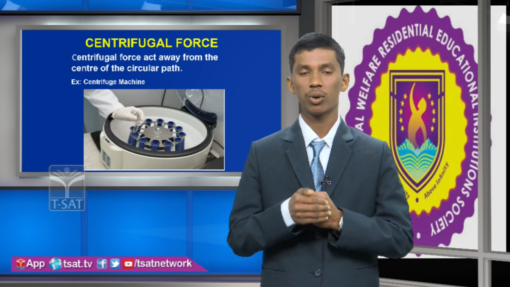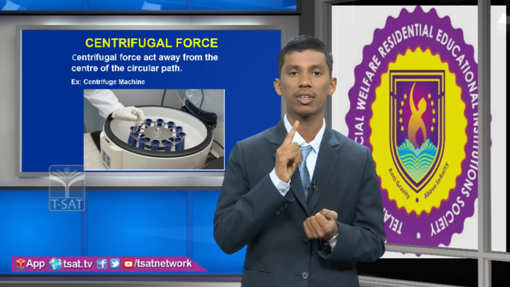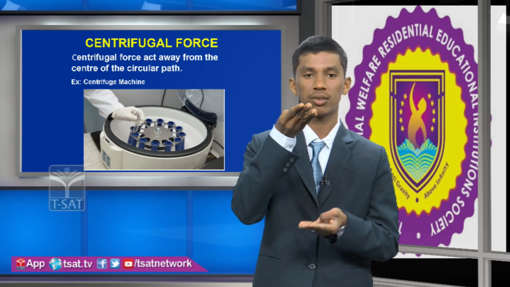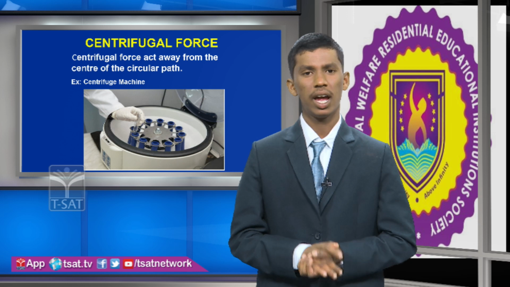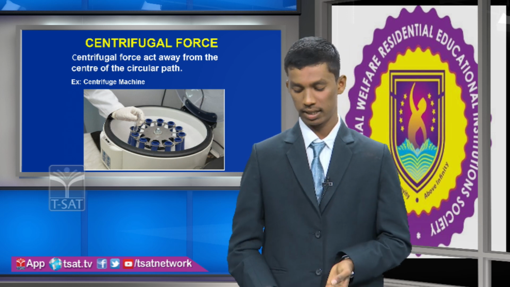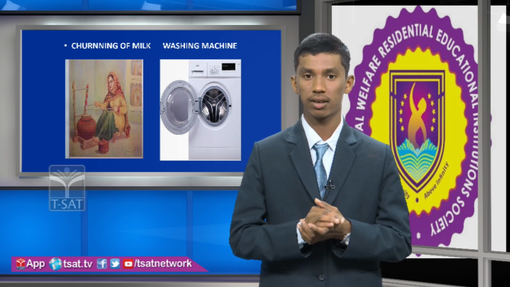Okay friends, in this case we observe there is a centrifugal force. The lighter components come out from the center. So, there is a centrifugal force. And we can also observe a number of situations in our daily life, like the churning of milk and the washing machine.